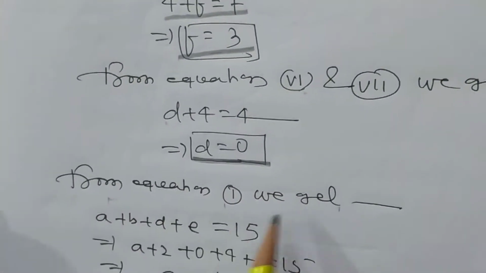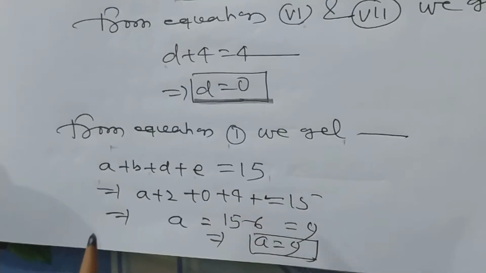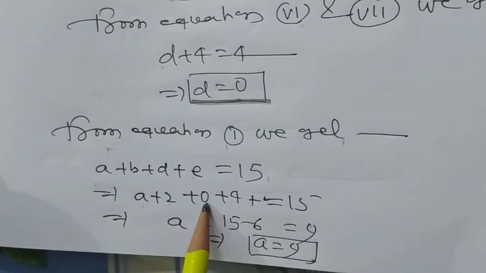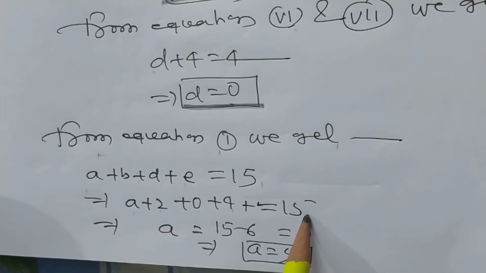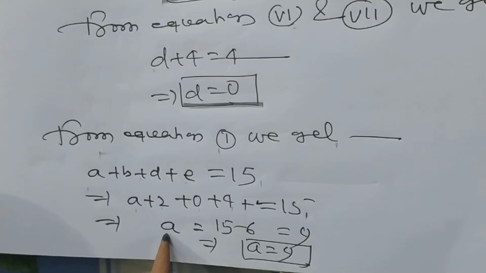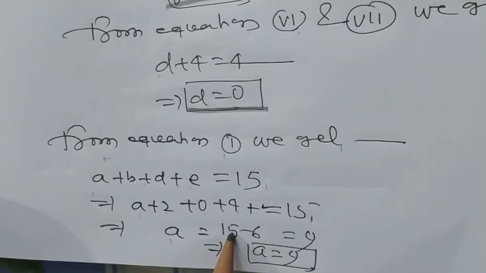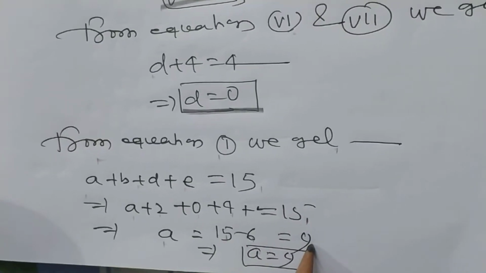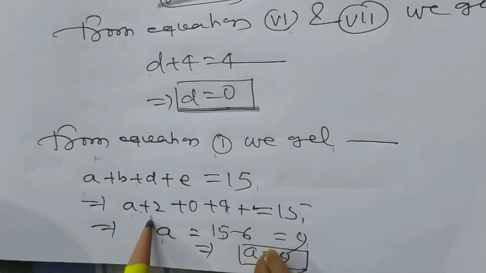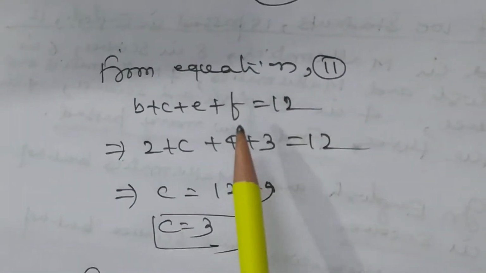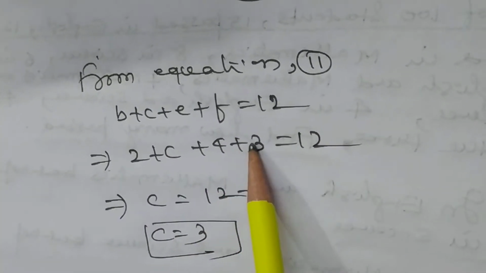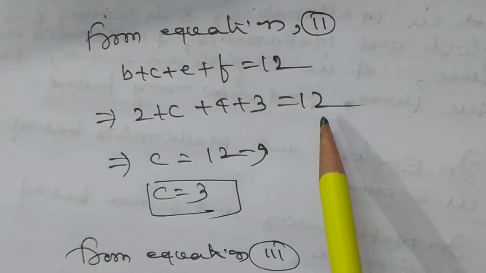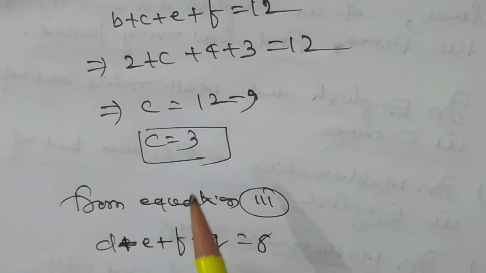From equation first, we get A plus B plus D plus E is equal to 15. A plus 2 plus 0 plus 4 is equal to 15. So A is equal to 15 minus 6, that is 9. A is equal to 9. Now, my dear students, from equation 2, B plus C plus E plus F is equal to 12. 2 plus C plus 4 plus 3 is equal to 12. And C is equal to 12 minus 9, that is C is equal to 3.